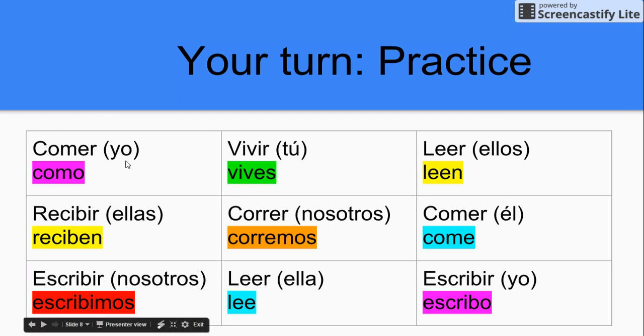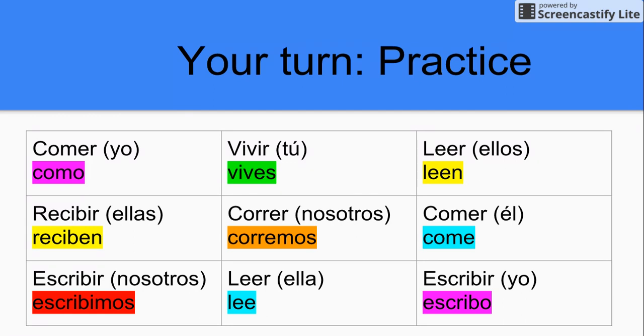You can see the purple are our yo forms. They both end in O, even though they're ER and IR differences. We can see that for the tú form, it ends in an ES. Our él, usted form ends in the E, this bluish color. And then we see our difference happening between the nosotros, IR, imos, ER, emos. And our last pattern is EN for both the ellos and ellas forms.